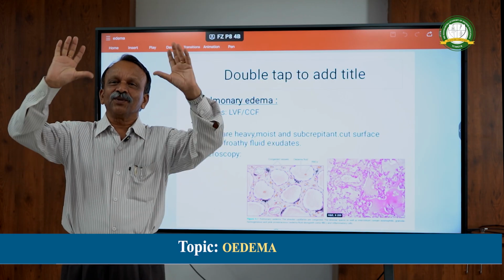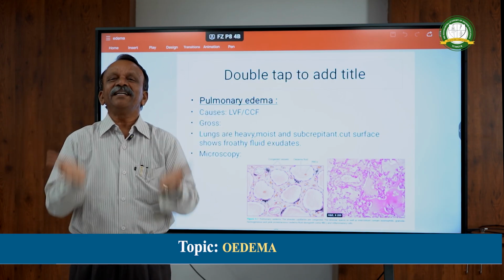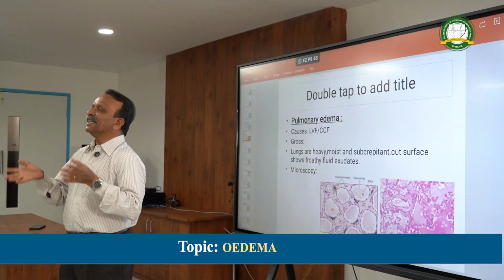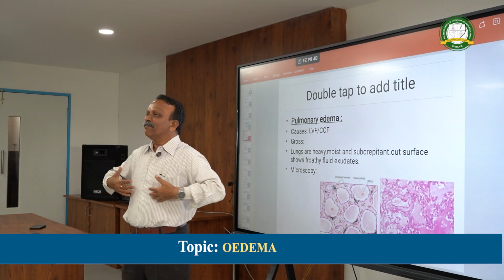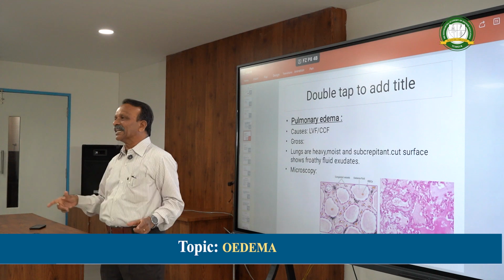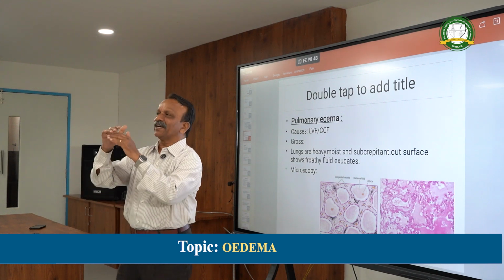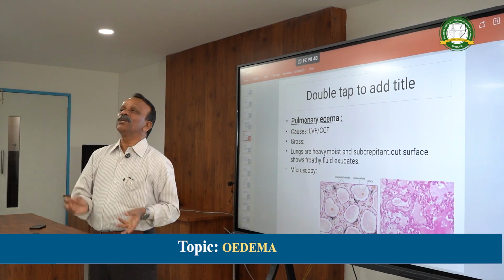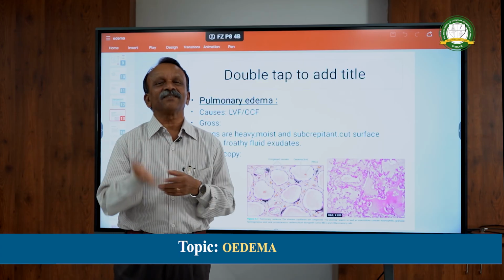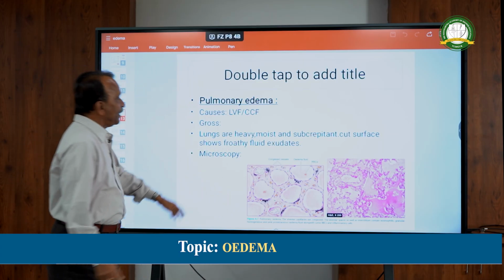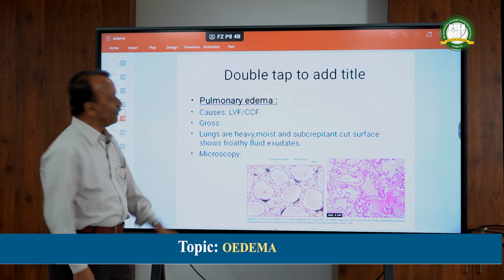Grossly, the lung tissue size is increased. Weight of the lung is also increased. They are boggy in nature, and we see the rib markings on the surface of those lung tissue. And if you cut open the lung tissue, we see the serosanguinous fluid or the frothy fluid on the cut surface of the lung tissue, and that is the gross pathology.